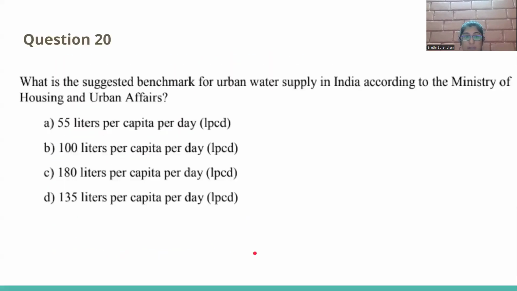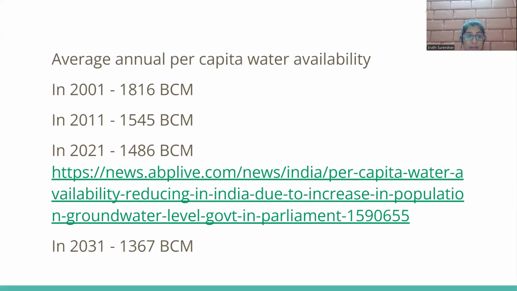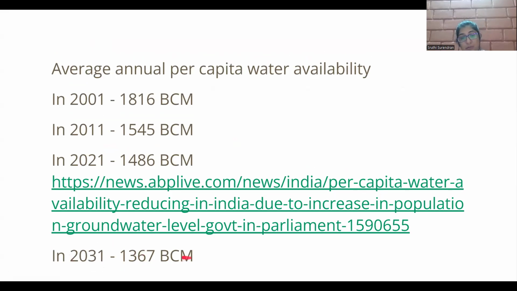One common thing you can see is that the water has been reducing by 2031. Now we have already reached 2024. So that way you can remember that only 1,367 billion cubic meters of water will be available in the future.